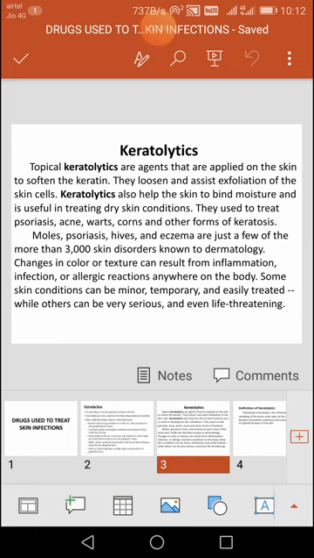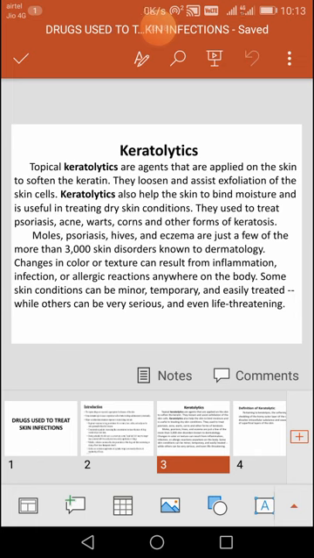These topical keratolytics are agents that are applied to the skin to soften the keratin. What is keratin? Keratin is the material or substance that is present on the skin. They loosen and assist exfoliation of the skin cells. Keratolytics also help the skin to bind moisture and are useful in treating dry skin conditions. They are used to treat psoriasis, acne, warts, corns and other forms of keratosis.